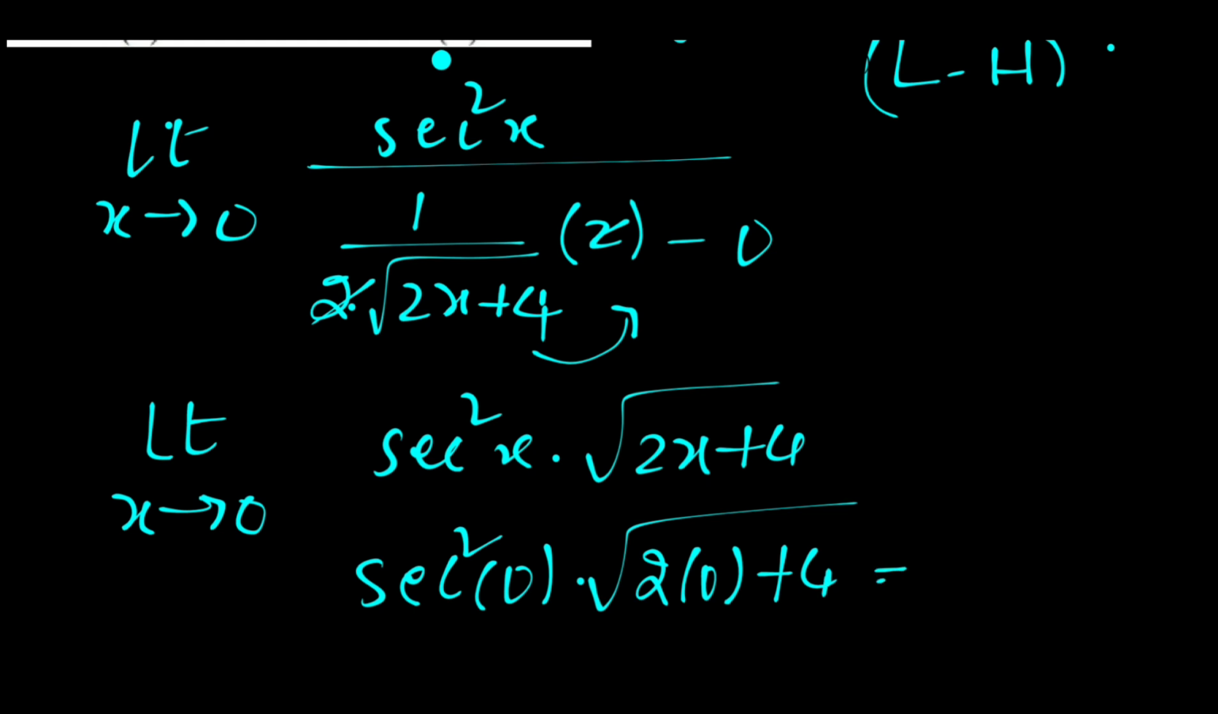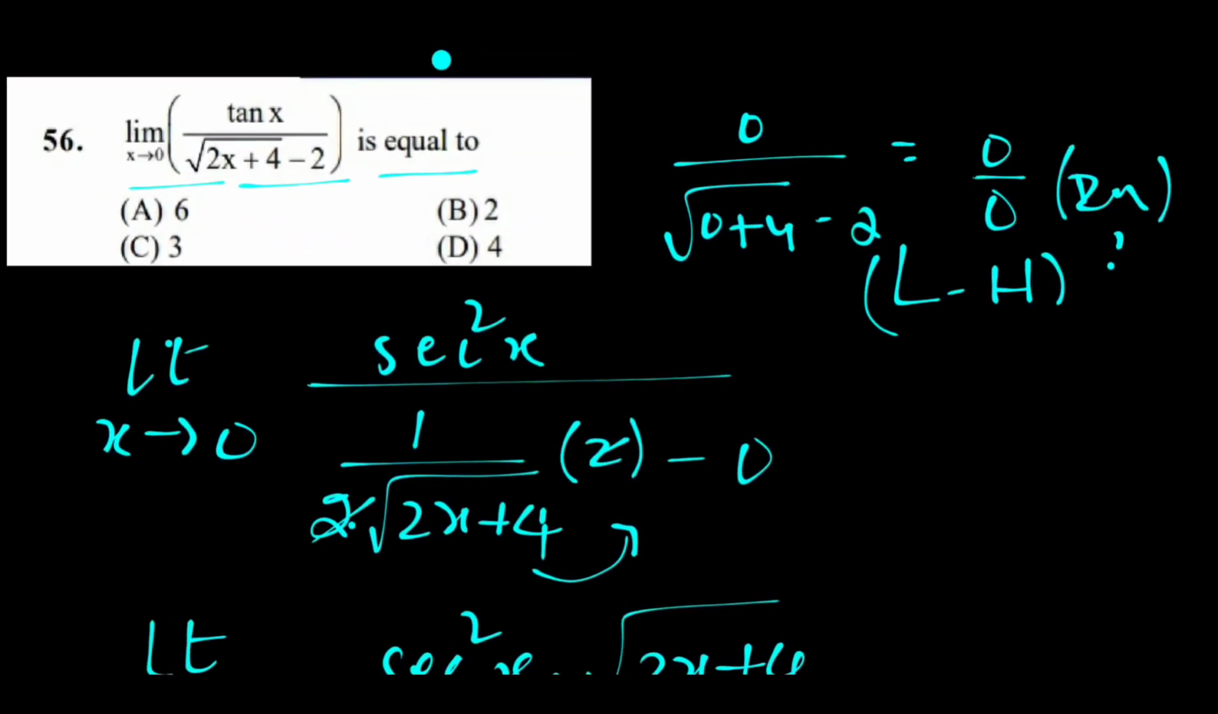Secant square 0 is 1, root 4 value is 2. So answer is 2. So option B is the correct answer.